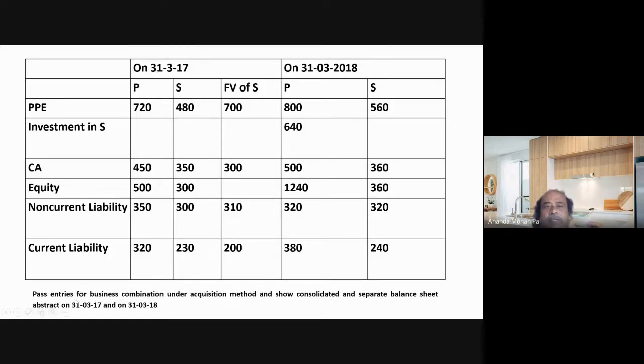Then with this given figure, it is stated that pass entries for business combination, as we know, we started with that under acquisition method, then show consolidated and separate balance sheet abstract, because not in full form we would show on 31st March 17, that is at the time of acquisition. Okay, it would be on 1st April because acquired on 1st April. So I would just change it.